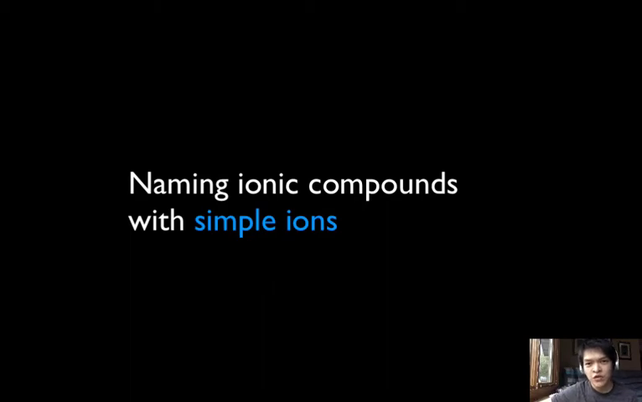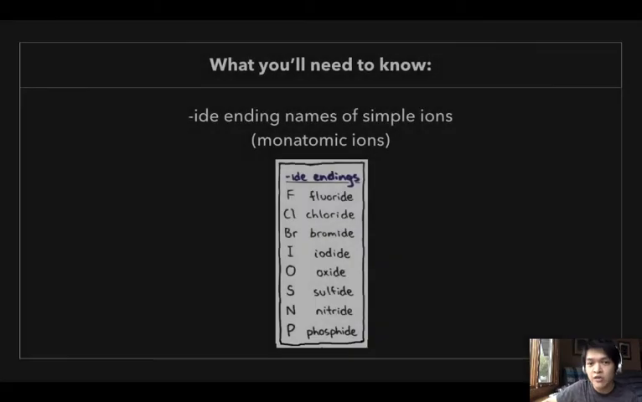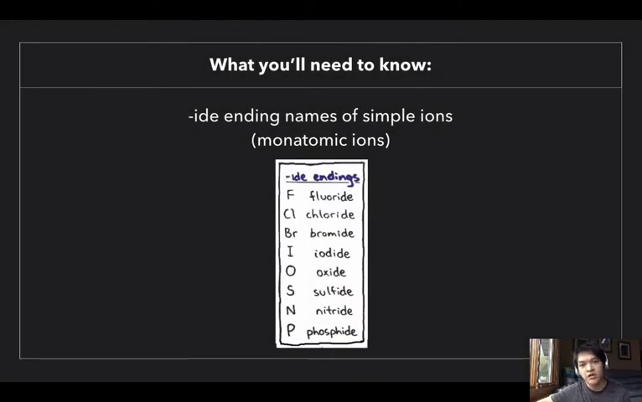In this video, we're going to go over how to name an ionic compound that contains just simple ions. So what we need to know here is all the names of the second elements. When it's, for example, fluorine, it would actually change its ending to fluoride. And if it's chlorine, it should change its name to chloride. It's all in this list right here, so I would advise you to be very familiar with it.